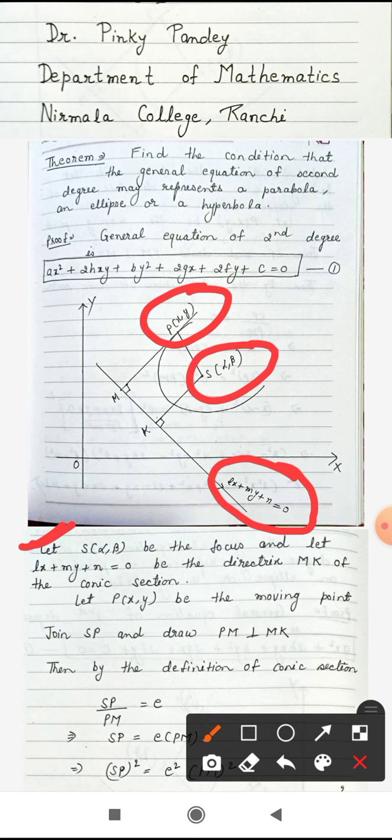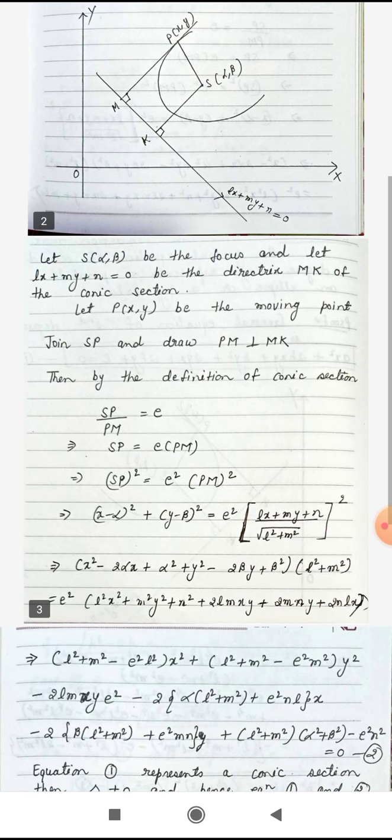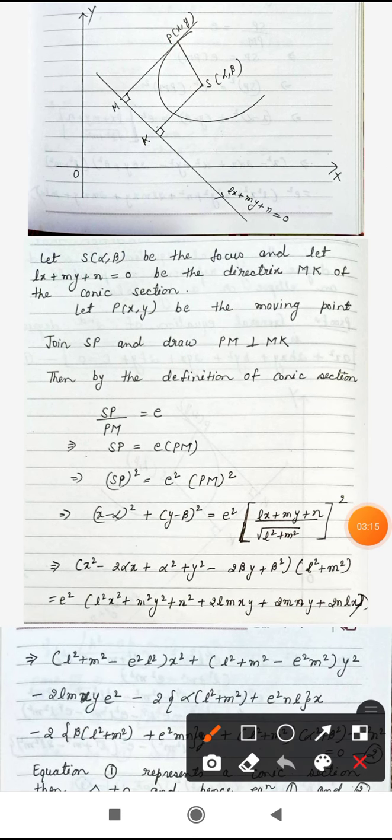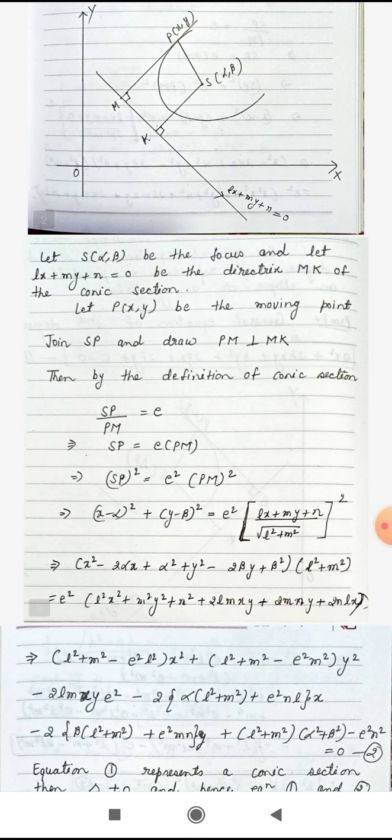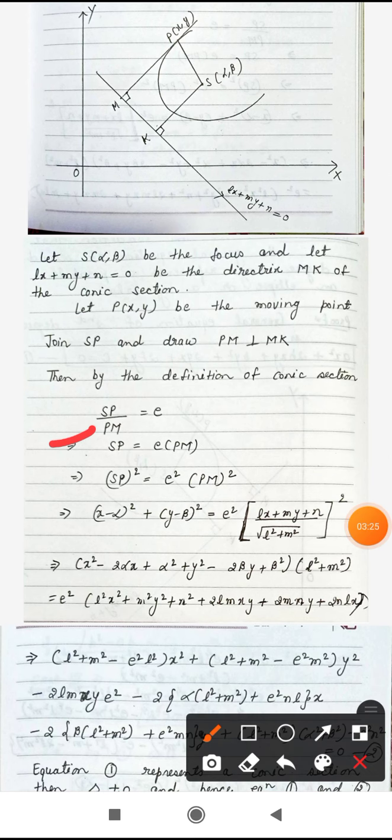Then by definition of conic section, we know that SP by PM is equal to a constant, and this constant is equal to e, the eccentricity. So SP by PM is equal to e. This can be written as SP is equal to e PM. Squaring both sides, we will get SP square is equal to e square PM square.